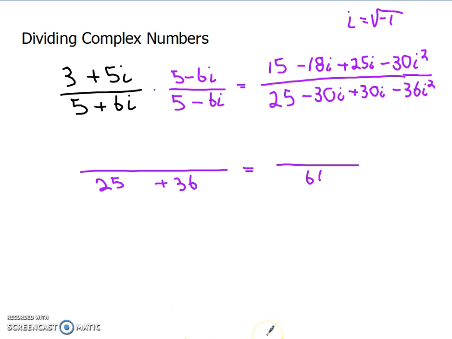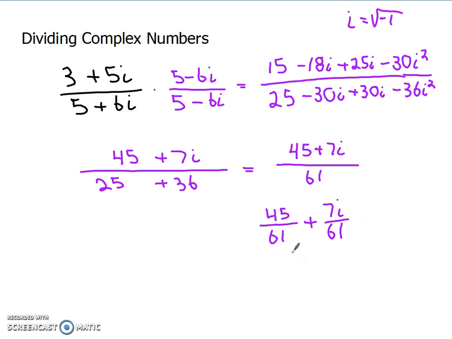So let's combine things here. Remember that i squared is negative 1, so this becomes a plus 30. So 15 plus 30 is 45. And then negative 18i plus 25i is positive 7i. Okay, so here I got 45 plus 7i. I'm pretty sure Desmos will accept the answer that way, or you could write it as 45 61ths and 7i 61ths. But either way, that's going to be the result of dividing those two complex numbers.